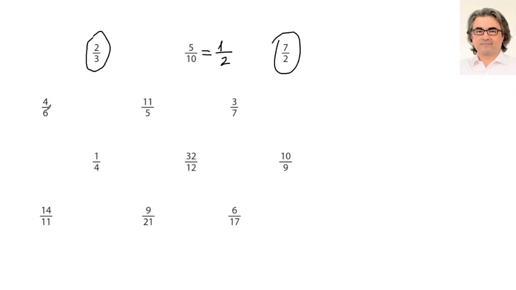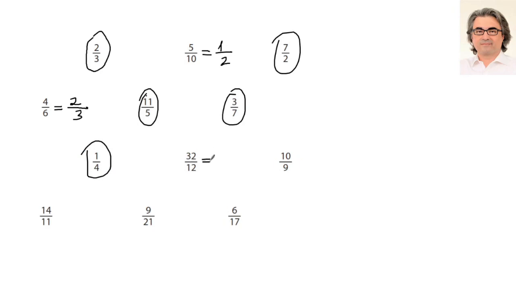And 4 over 6, both are divisible by 2. If you divide both of them by 2, you will get 2 for the numerator and 3 for the denominator. 11 over 5, 11 and 5 are prime numbers, so they have only the common divisor 1. So it's in its simplest form. What about 3 over 7? 3 and 7 are also prime numbers, so they are in their simplest form. 1 over 4, of course, is in simplest form.